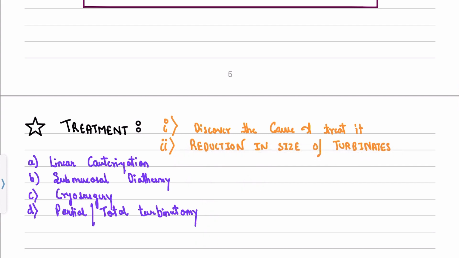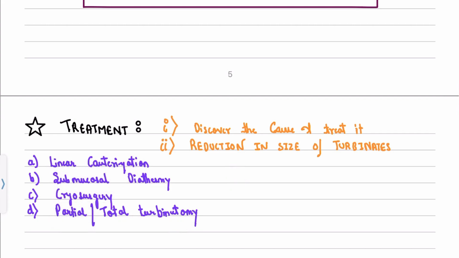First, we might do something known as linear cauterization of turbinates. We might as well do some mucosal diathermy, cryosurgery, and we might as well do partial or total turbinectomy in order to improve the obstructive nature of the nasal cavity.